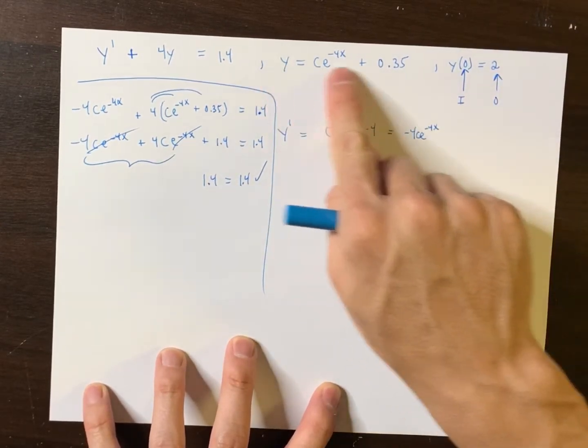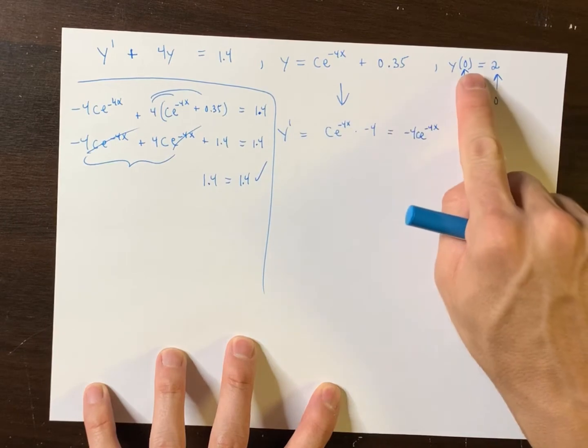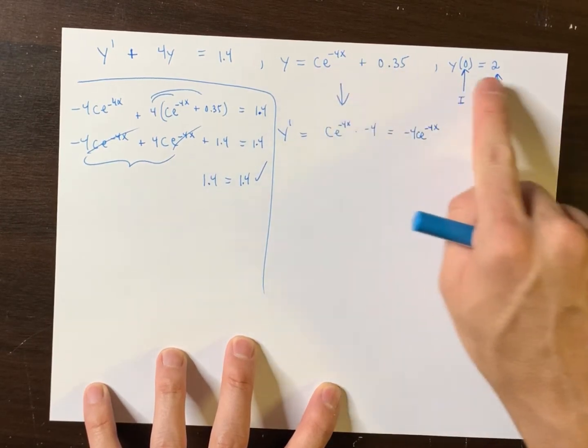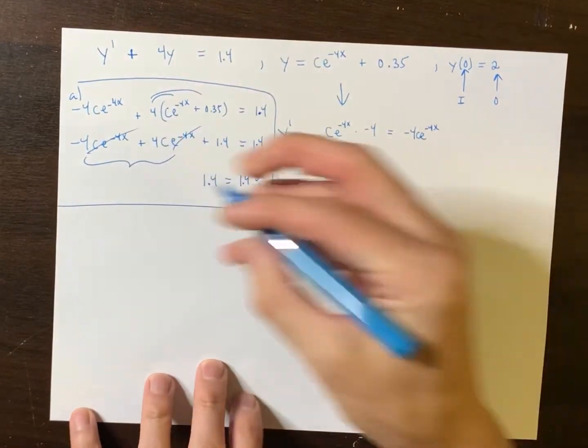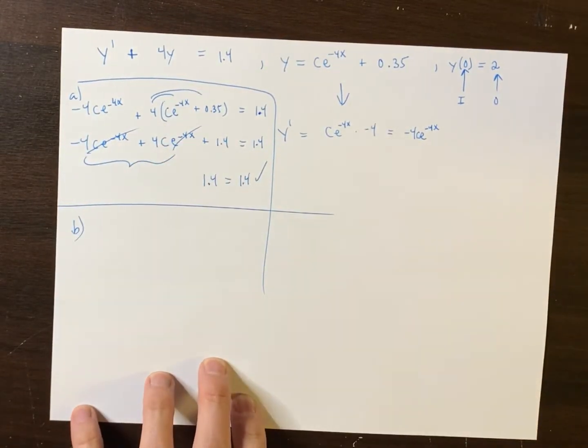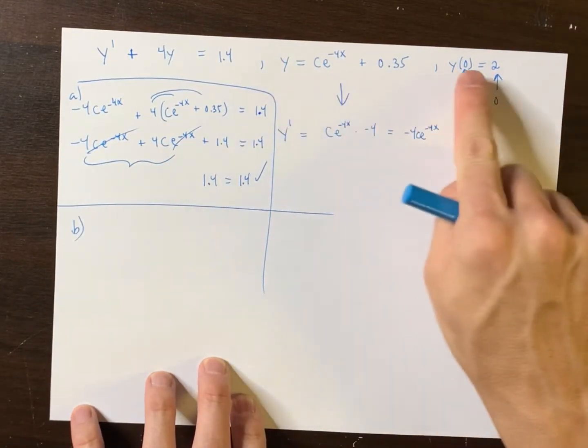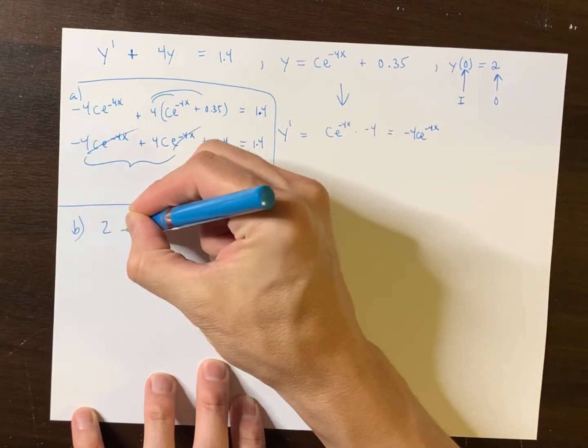So let's make some substitutions into this problem where 0 goes in for X and 2 goes in for Y. So this is like part A. Try to organize ourselves here. And this is part B. So again, 2 goes in for Y and 0 goes in for X.